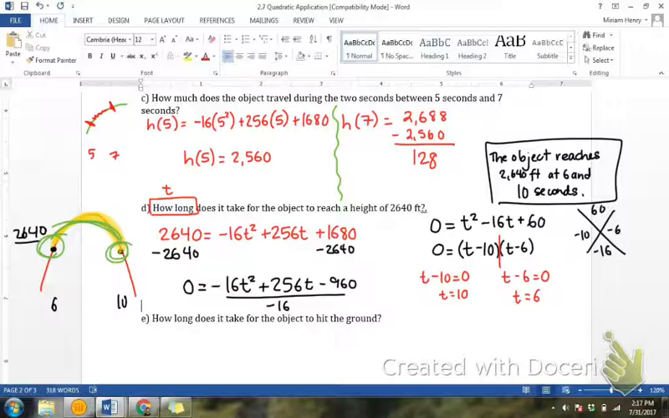Braxton, thank you for offering your answer. Ball traveled 128 feet between 5 and 7 seconds. Perfect. So Braxton said the ball traveled 128 feet. What did you say during 5 and 7 seconds? Between. That's a good word instead. Between 5 and 7 seconds.